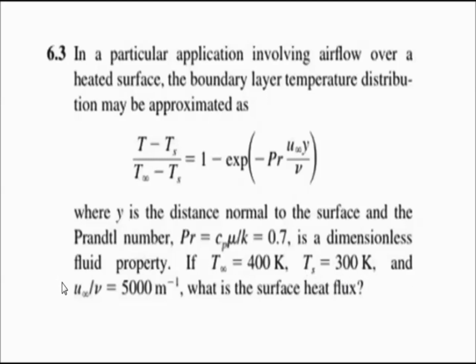And we have this ratio for U infinity over nu equal to 5,000 meters to the negative 1. So what they want us to solve for in this problem is the surface heat flux. So surface heat flux is what we're going to be looking for.